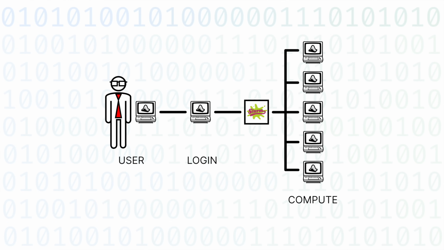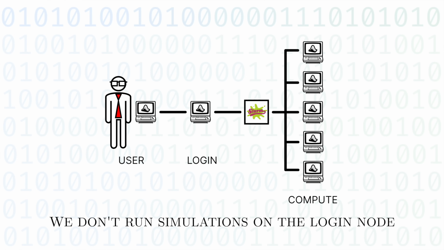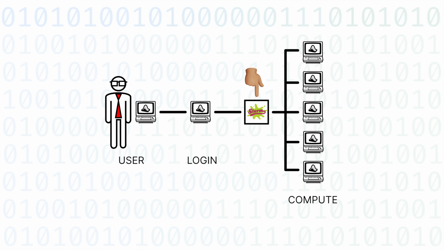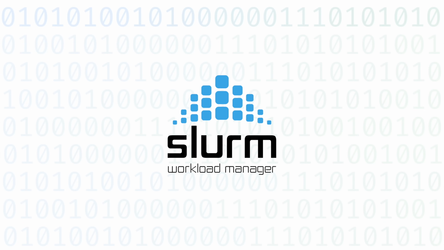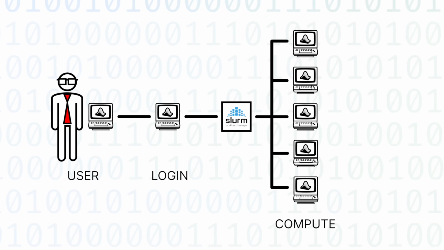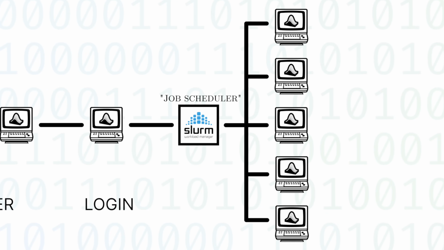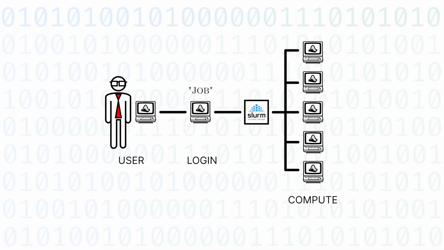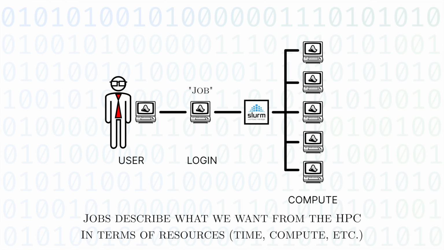But like I mentioned earlier, we don't run simulations on the login node. We need to tell the HPC that we'd like to use some of its resources, so I need to talk to the software that coordinates all the work done on an HPC. In my case, that's Slurm, short for Slurm Workload Manager. Slurm is what's called a job scheduler. Its function is to provide users a way to submit work to the HPC and to allocate the resources of the HPC in an efficient way. We need to submit what's called a job to Slurm, which describes exactly what we want from the HPC in terms of time and computational resources.